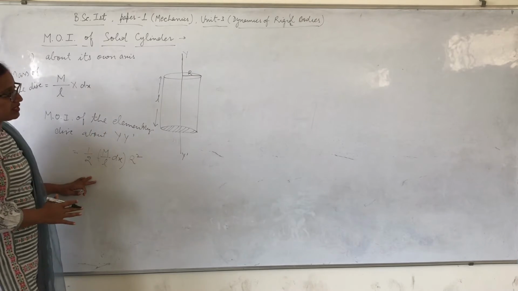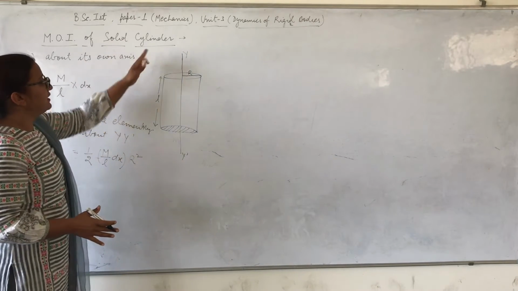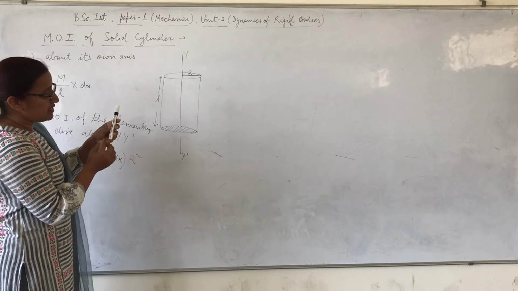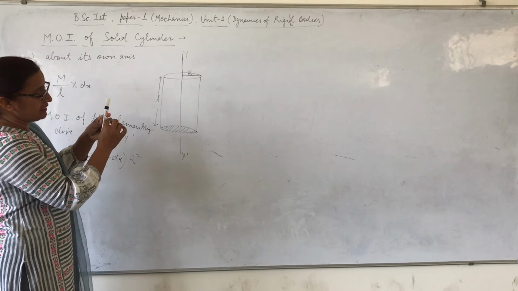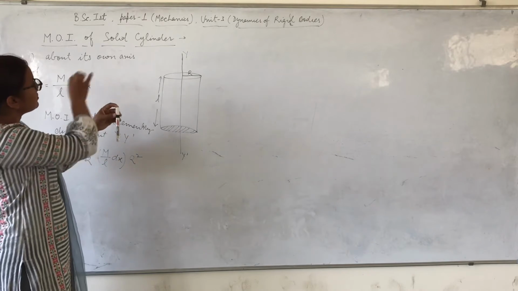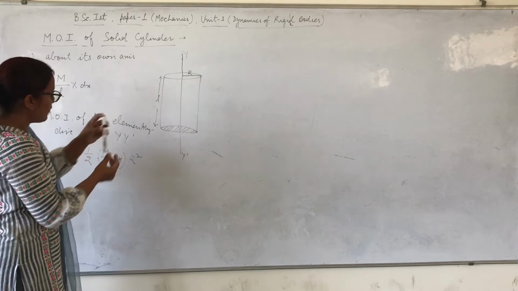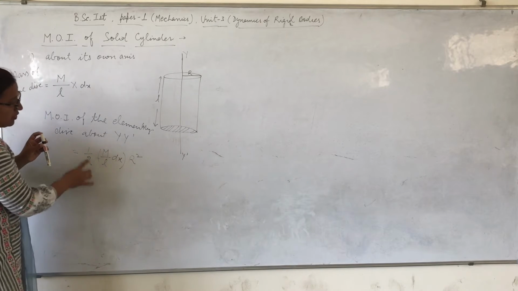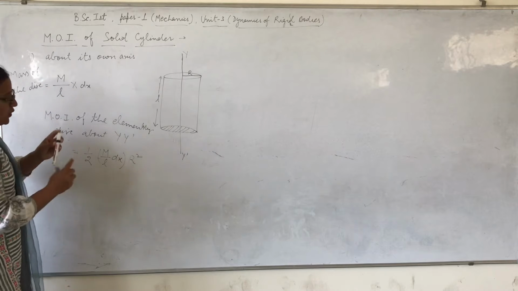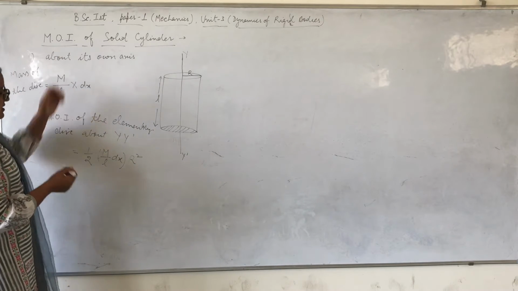We want to calculate the moment of inertia of the entire solid cylinder. As I said, these circular discs are placed one over another over the entire length, and this makes up the entire solid cylinder. So we will integrate this expression from the limit x equal to 0 to x equal to L, and we will get our result.